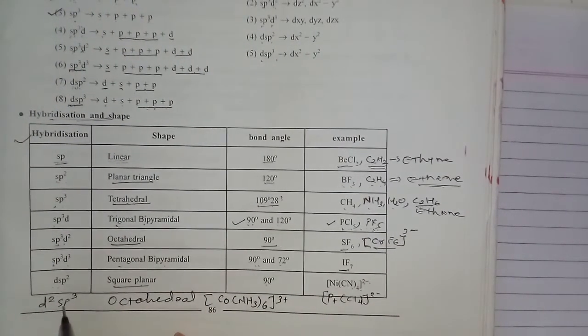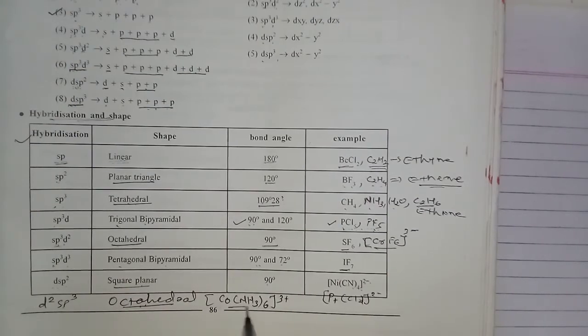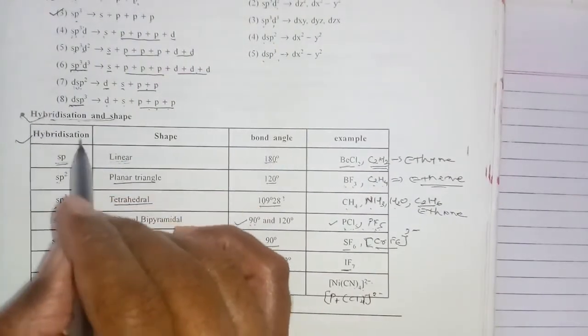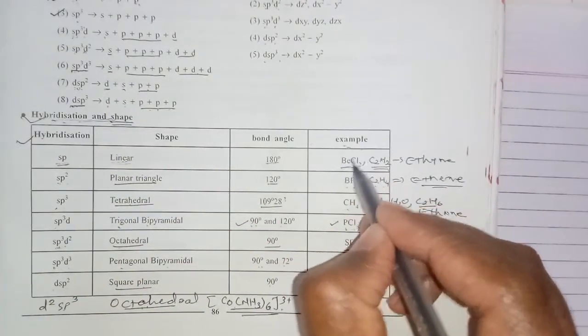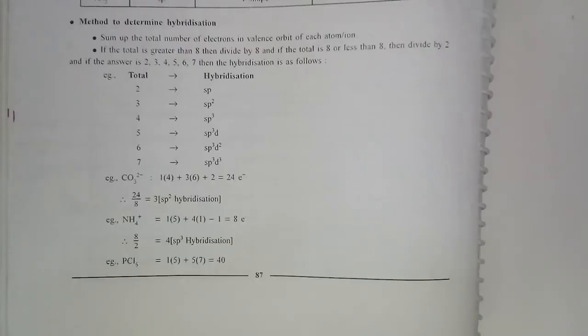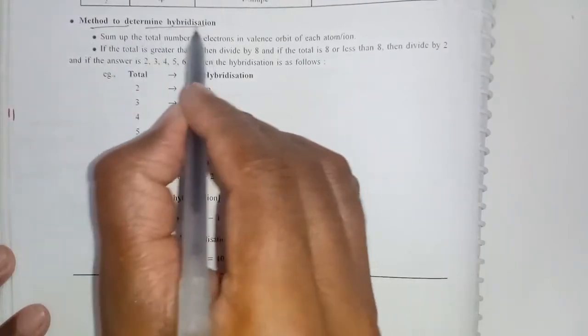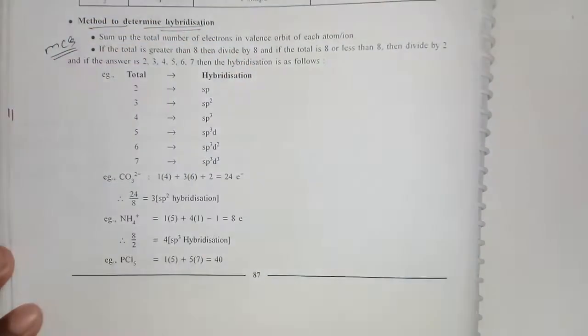And dsp3, which also has an octahedral shape, and the example is [Co(NH3)6]3+. This is the concept about hybridization and shape. The examples are most important. Now, the method to determine the hybridization is most important for competitive examinations and MCQs.